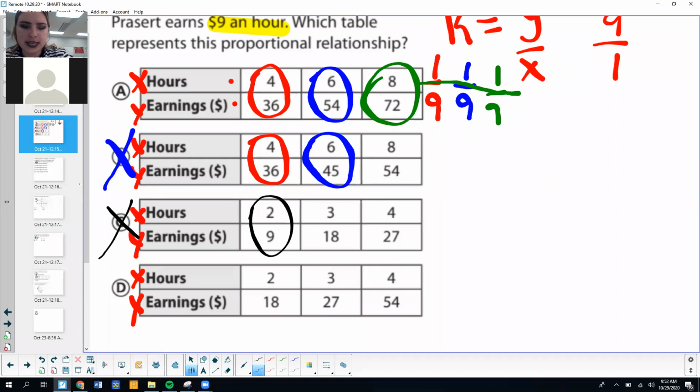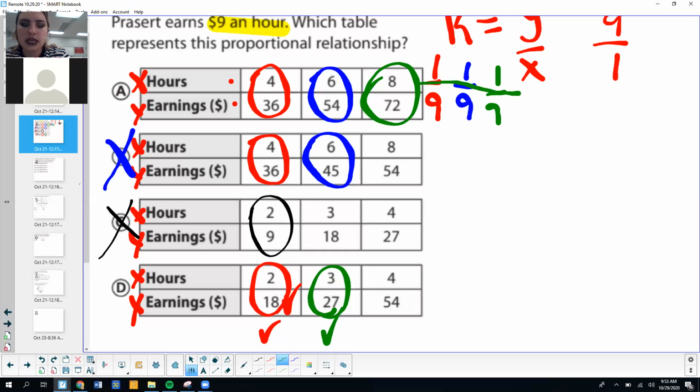For D, I'm going to take 18 divided by 2. And remember, I'm doing this so I can determine if it's a proportional relationship and if it matches our situation up top. So I'm going to do 18 divided by 2, and that's going to give me 9. So that part checks out. I'll write my check down here. 27 divided by 3. So this is this next part. So this should give me 9. 27 divided by 3 gives me 9.